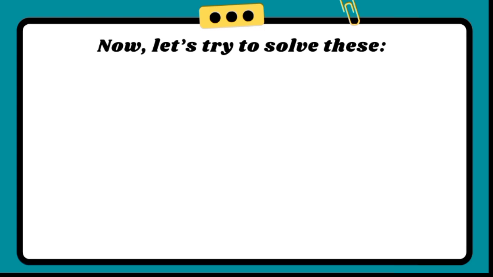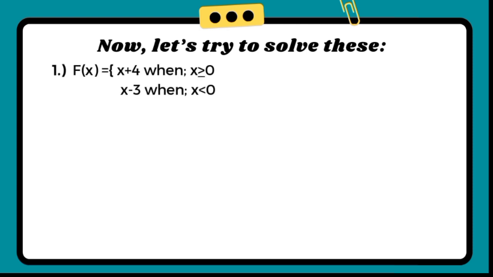Time's up. Let's check your answer. So, simulan natin sa number 1. Diba sabi doon, f of x is equal to x plus 4 when x is greater than or equal to 0, and x minus 3 when x is less than 0. So, let's find out, diba?